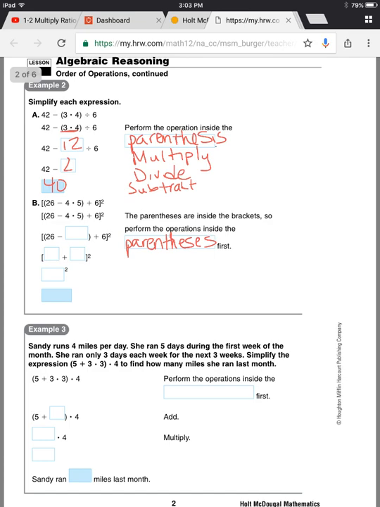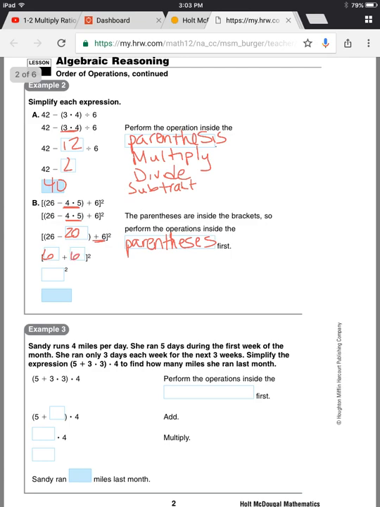So we look and we have subtraction and multiplication. So we're going to multiply first, 26 minus 4 times 5, and we get 4 times 5, which is 20. Now we still have something inside the parentheses. We have subtraction. So 26 minus 20 is 6, but we can't forget about this plus 6 out here, so we need to bring it down.